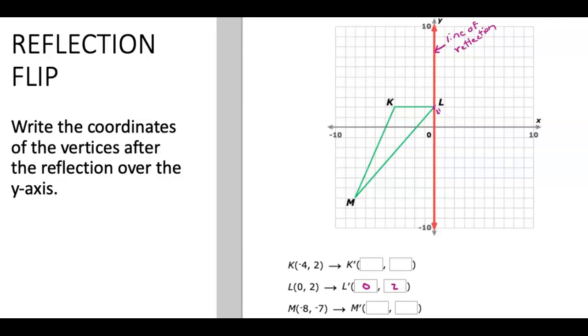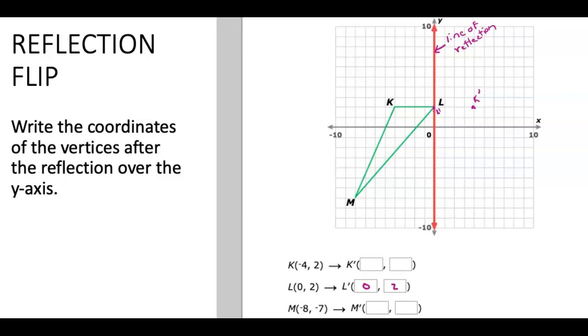Now my K looks like it's 1, 2, 3, 4 to the left, which means the new K is going to be 1, 2, 3, 4 to the right here, and I'm going to call that K prime.